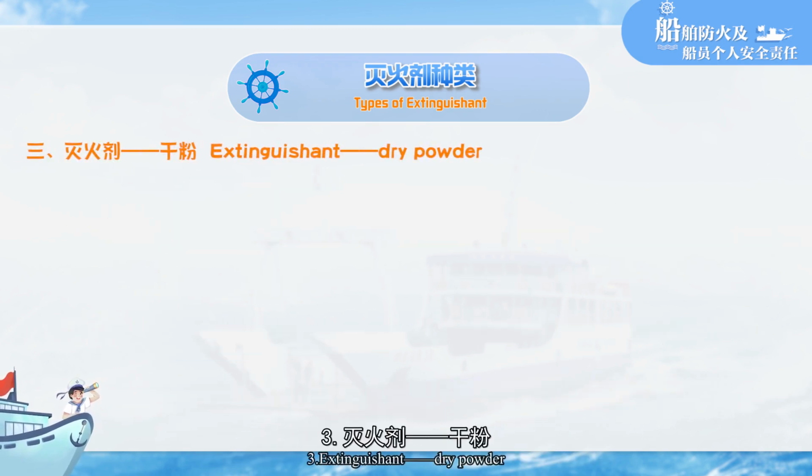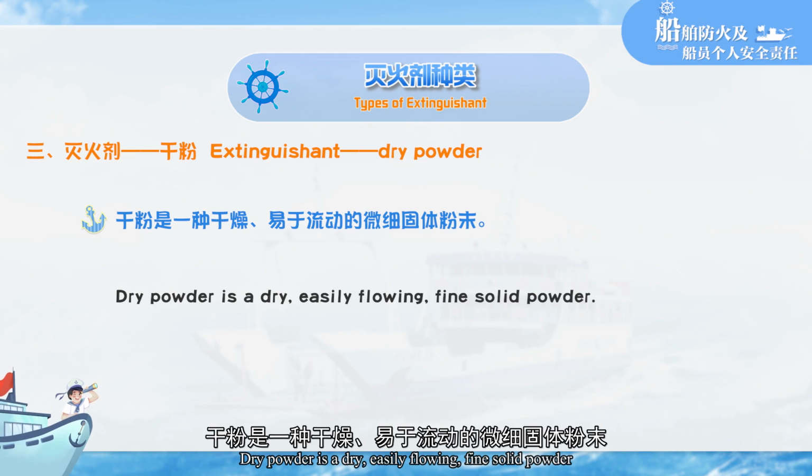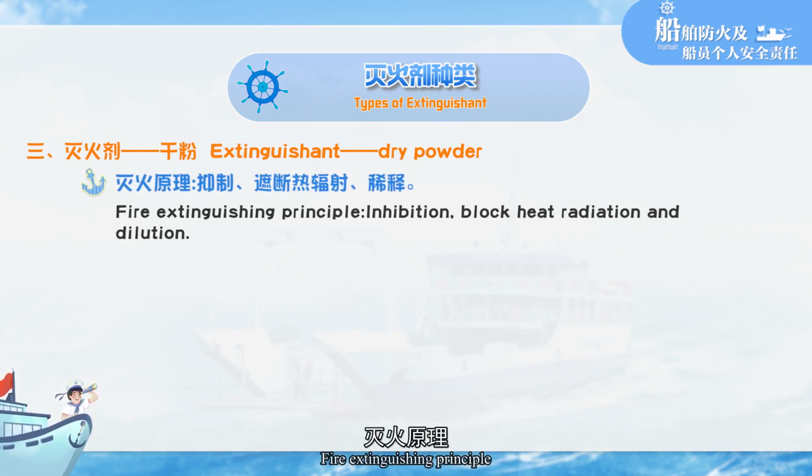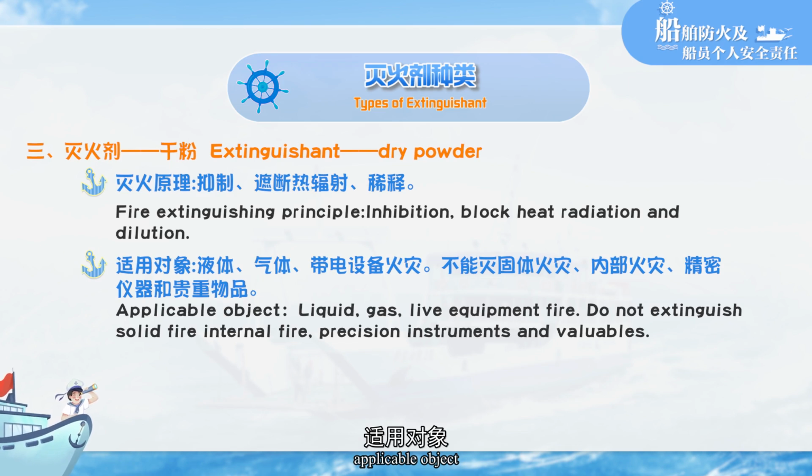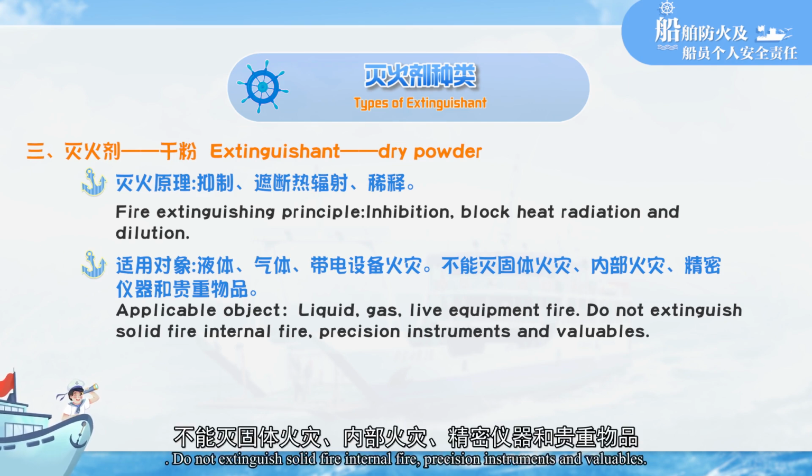3. Extinguishant: dry powder. Dry powder is a dry, easily flowing fine solid powder. Fire extinguishing principle: inhibiting combustion, blocking heat radiation, and dilution. Applicable object: liquid, gas, live equipment fires. It cannot extinguish solid fires, internal fires, precision instruments, and valuables.